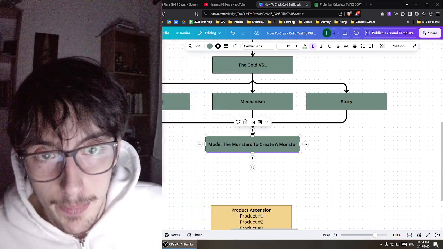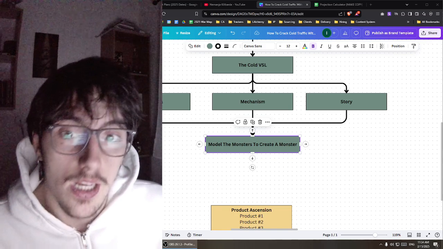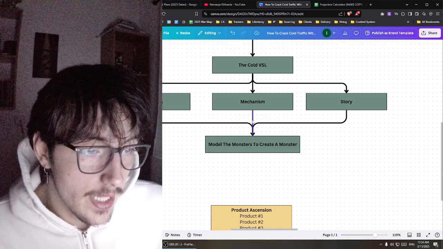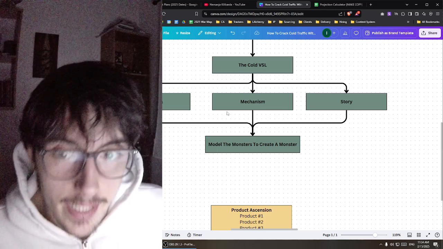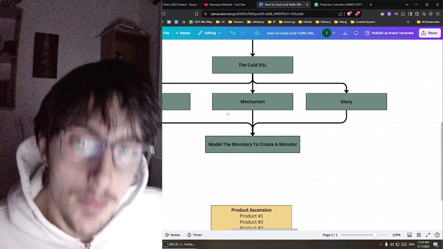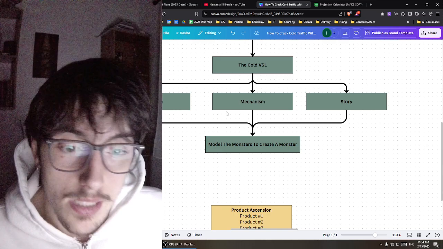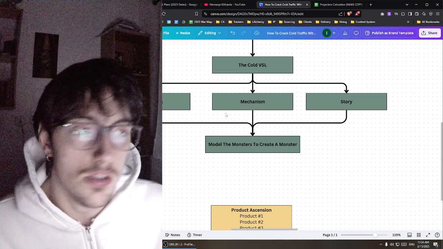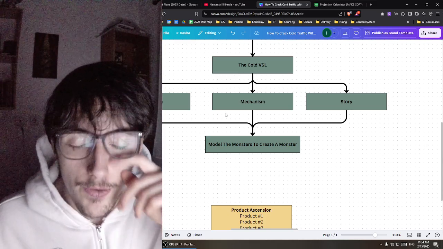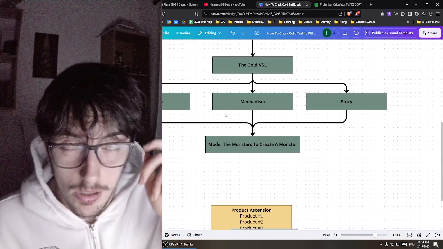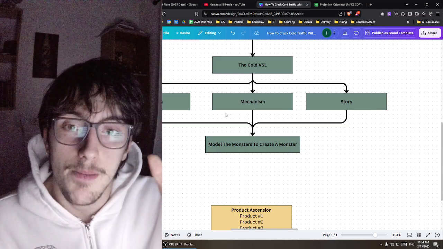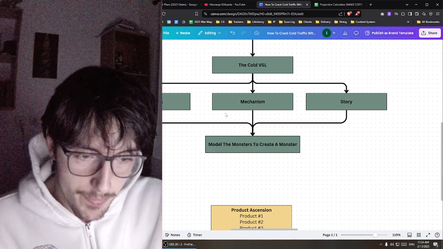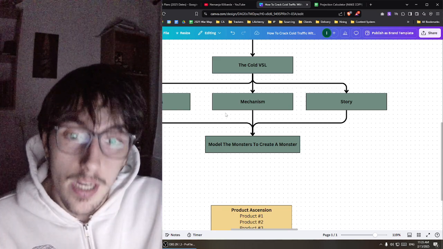So you want to create the biggest campaigns possible in your business. And the way you do that is by spying on the competitors that are running the biggest campaigns in the game. Model the monsters to get the monsters. There's no reason for you to be reinventing the wheel. Literally, just take the VSL your competitors are running.